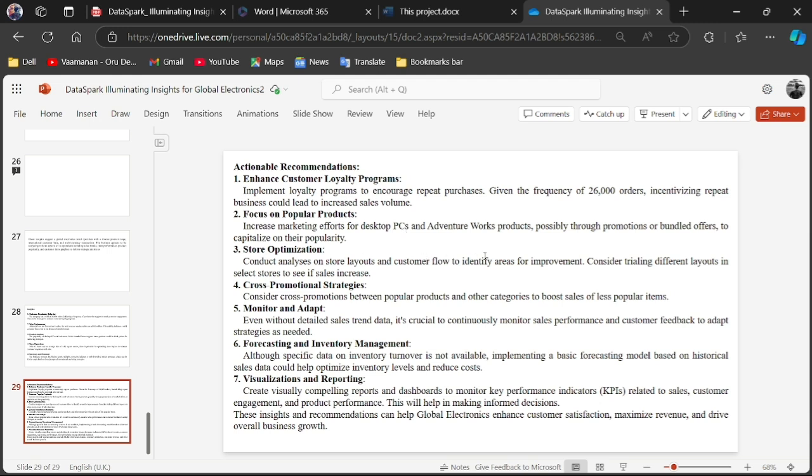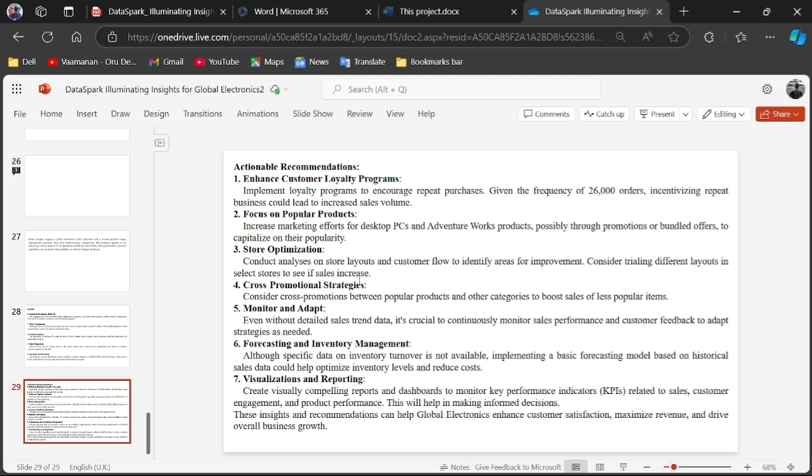Improve store optimization: conduct analysis of store layout and the customer flow, how customers come and go. There are spaces and it's environmentally friendly. We need to optimize the store based on the customers' feedback. We can ask the customers also. Conduct analysis of store layouts and customer flow to identify areas for improvement. Consider trying different layouts in select stores to see if sales increase.